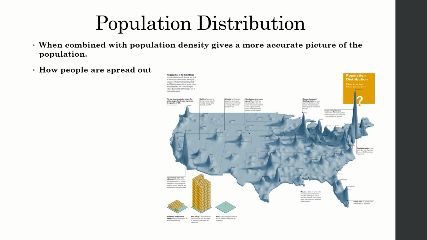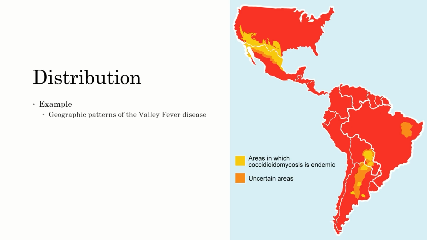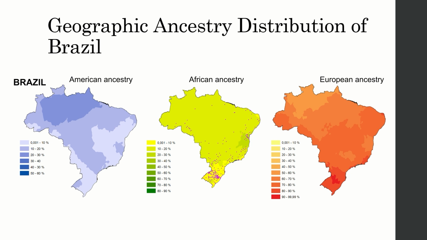So what we're interested in finding out is how people are spread out, where people live. Distribution can be used in a myriad of ways. Here's an example of looking at a disease and where it's found across the Americas. In this case, it's called valley fever disease, and you can see how useful this would be. Here's an example of looking at distribution of ancestry: African ancestry, American ancestry, and European ancestry in this case. My guess is that American ancestry is referring to indigenous Americans.